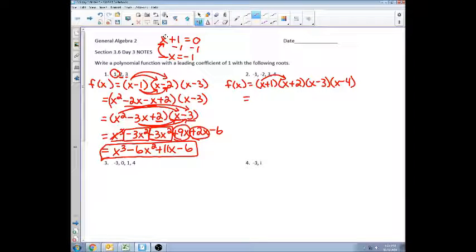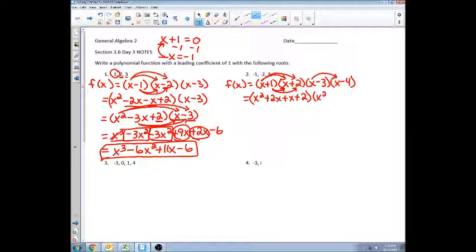So x times x is x squared. X times positive 2 is positive 2x. 1 times x is positive x. 1 times 2 is positive 2. Now, instead of just continuously multiplying by the next group and the next group, I'm going to use double distribution on these two as well.